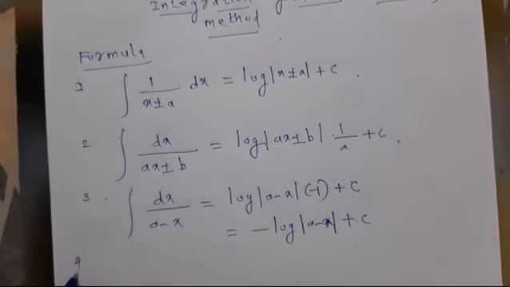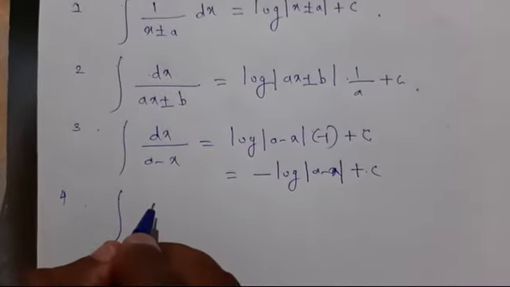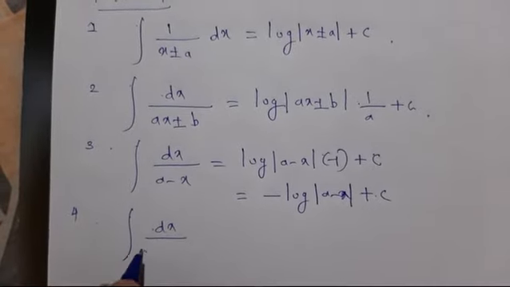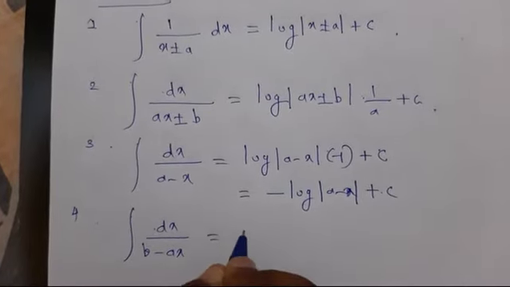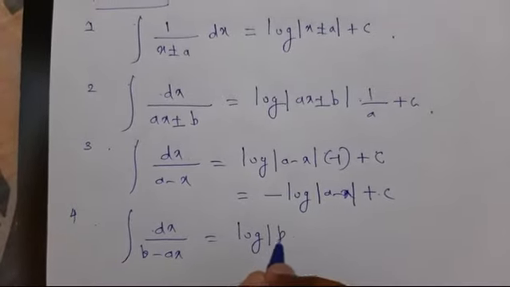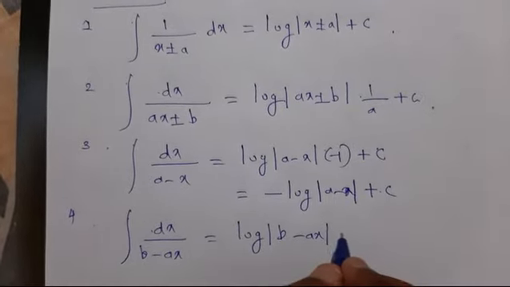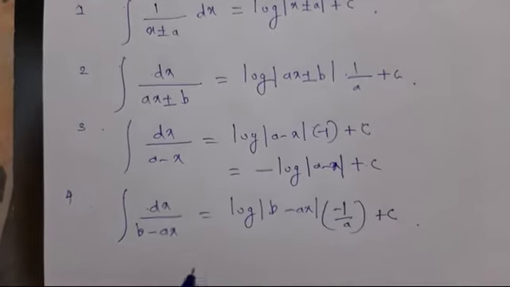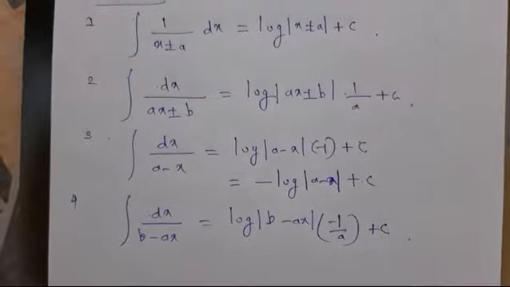This is it. One more formula, that is integration of dx upon b minus ax is equal to log of modulus of b minus ax into minus 1 upon a plus c. So this formula we are using while solving the example.